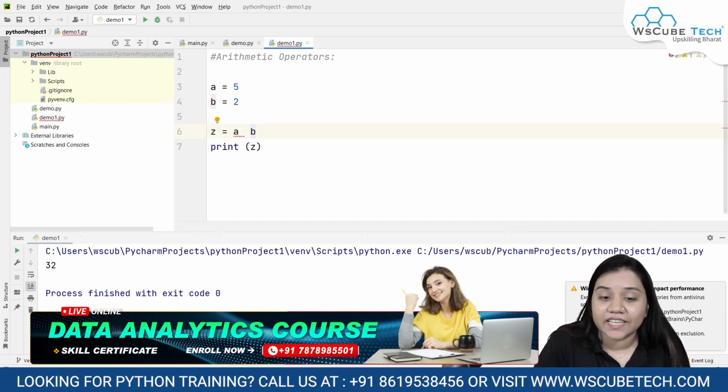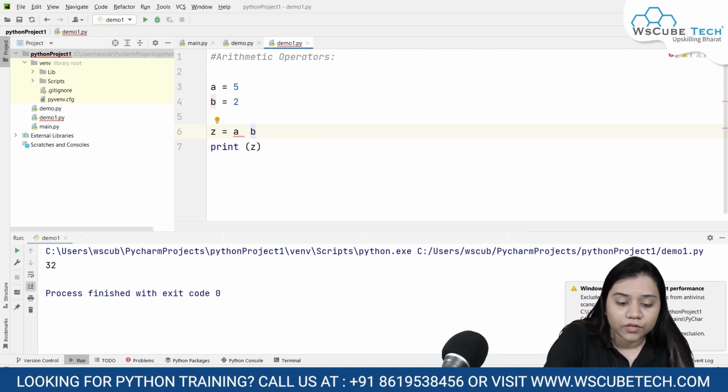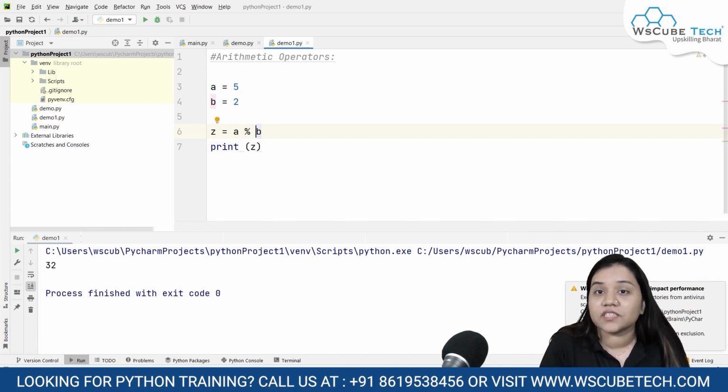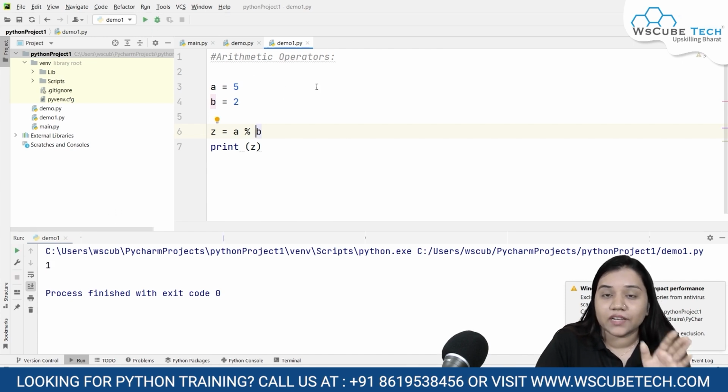So I'm considering a case where a is equal to 5 and b is equal to 2. Now for using the modulus symbol, all you need to do is write shift plus 5, that is your modulus symbol. This is also known as the percentage symbol. We use it as a percentage, and here it is also called modulus. Once I run it, it gives me the output 1. Why does it give me the output 1? Let's have a small look.